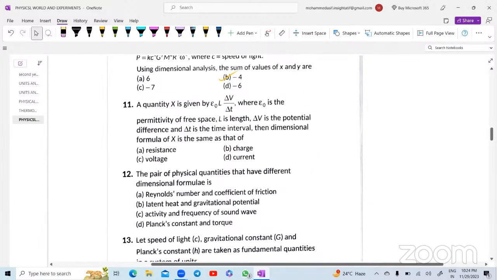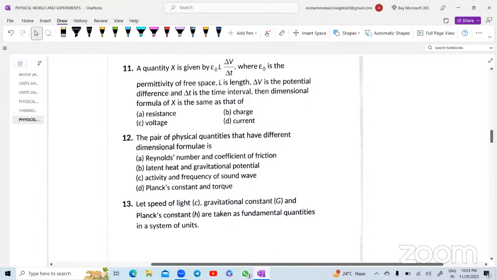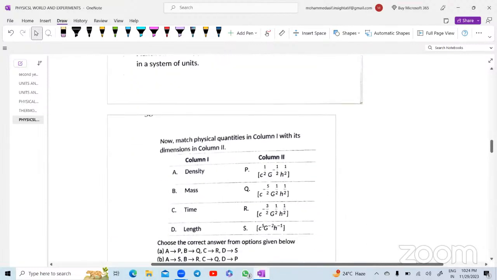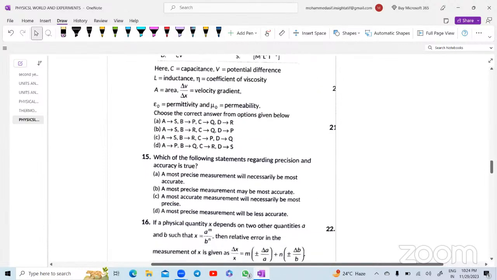Question number 11. The quantity x is given by epsilon naught into L into delta V by delta T, where epsilon naught is permittivity of free space, L is the length, delta V is potential difference, delta T is the time interval. The dimensional formula of x. I hope you can do that one. So I'm not giving that one. Do check it once. Question number 12. The pair of physical quantities that have different dimensional formula. Reynolds number is deleted now, so don't worry about it. Coefficient of friction, latent heat, gravitation, you can cross check these too. I think you can do this one easily as well. These are all related to second year topics, you can do these too.